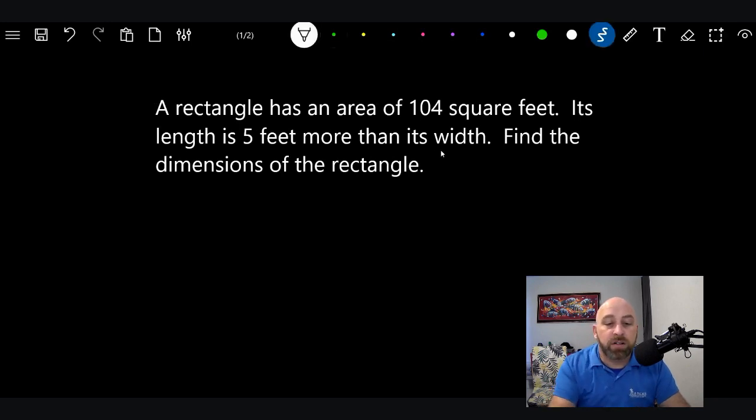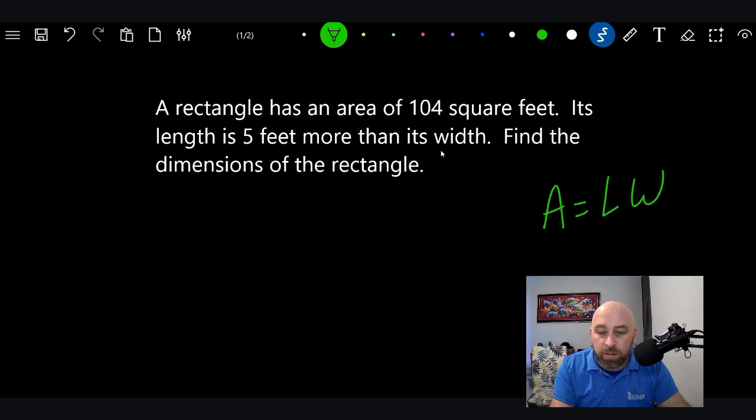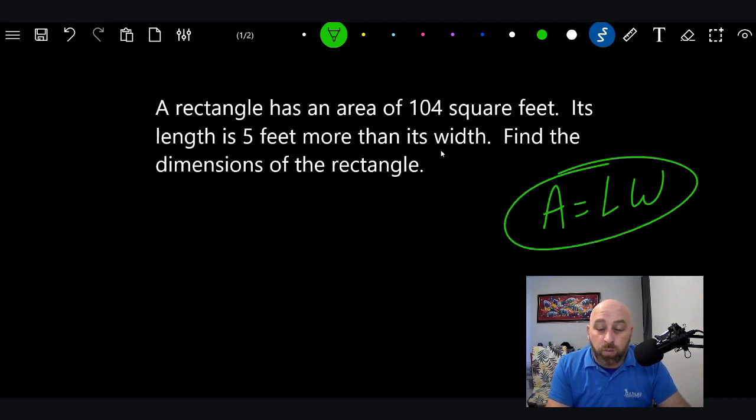A few things that are important to remember. What is the area formula? Well, it's been a little while since you had pre-algebra with some geometry. You haven't had to memorize or remember that formula for a while. So the area of a rectangle is A equals LW, length times width. That's basically what we're going to start with, that formula. So let's start plugging into it.